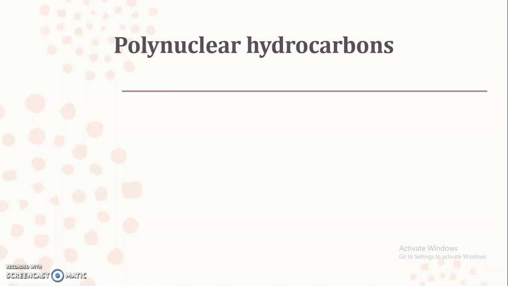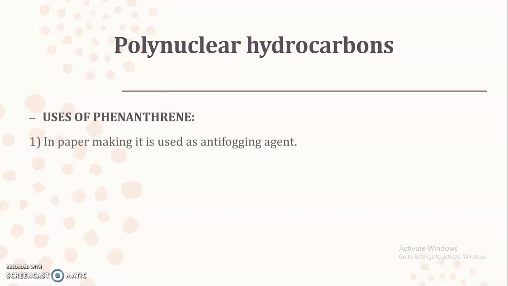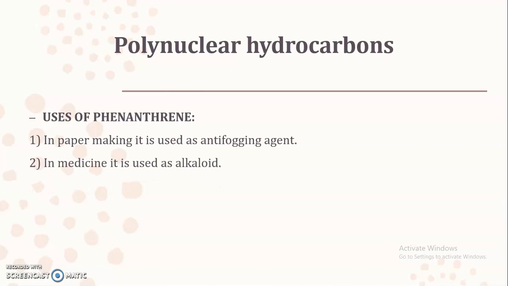Then the next compound that we have studied is phenanthrene. Mainly phenanthrene is used in paper making. It is used as an antifogging agent. Means in the paper industry it is used as an antifogging agent. This is the main use of phenanthrene. Then in medicine it is used as an alkaloid.